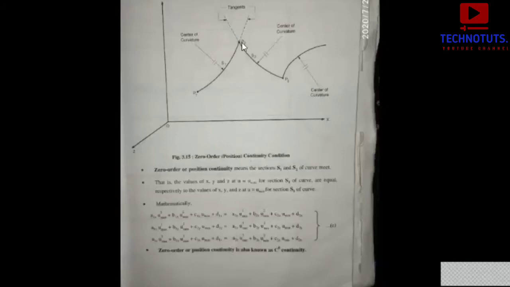Mathematically, for the x coordinate, we can write for sections S1 and S2, the two sections intersecting at point P2. Therefore, a1x u cube max plus b1x u square max plus c1x u max plus d1x should be equal to a2x u cube max plus b2x u square max plus c2x u max plus d2x. In a similar fashion, we will write the equation for the y coordinate and the z coordinate also.